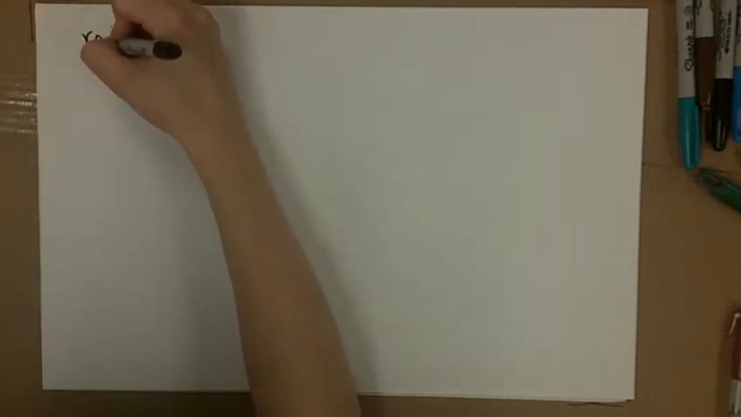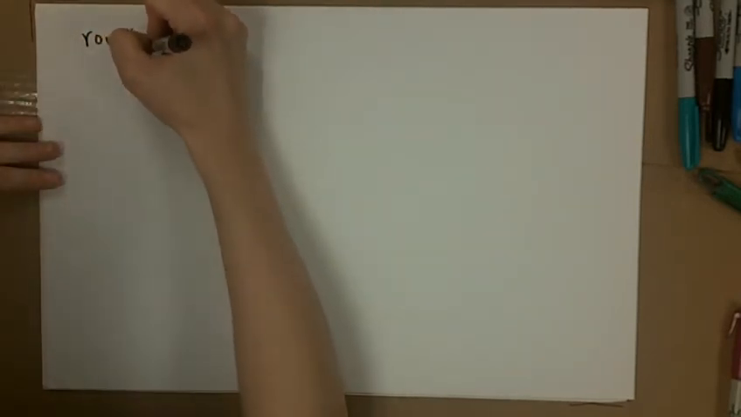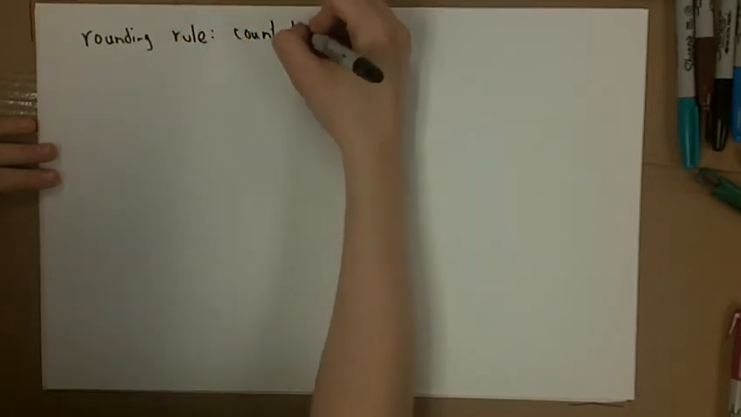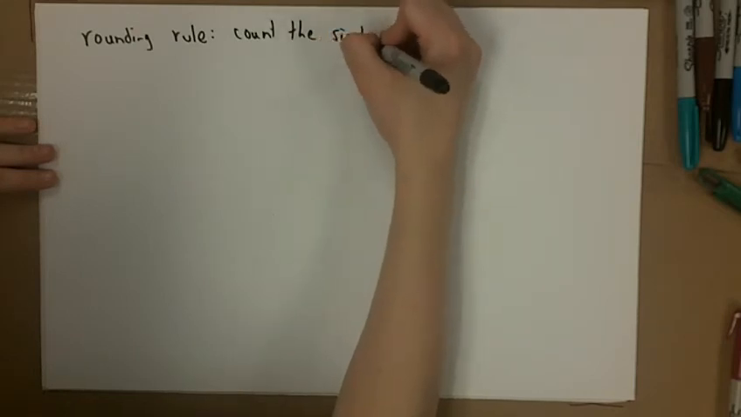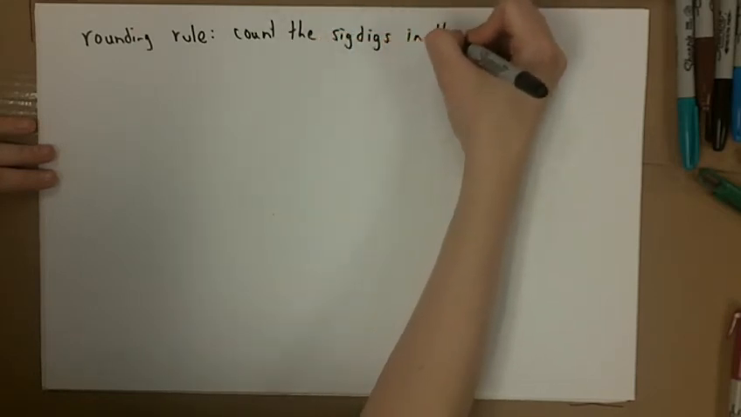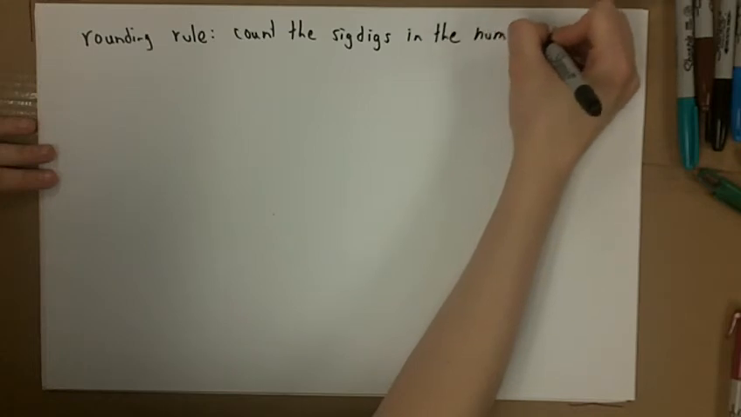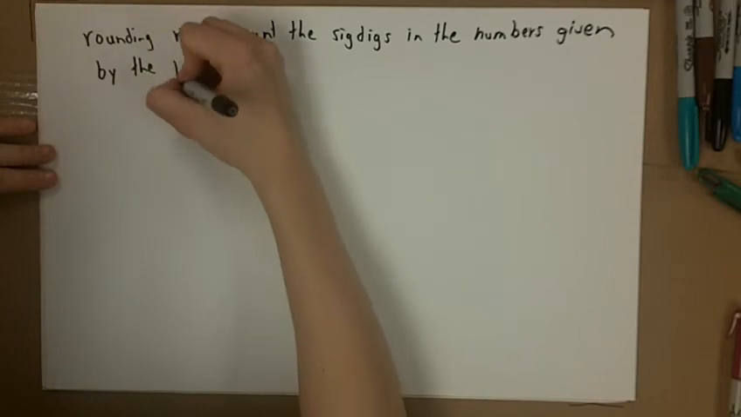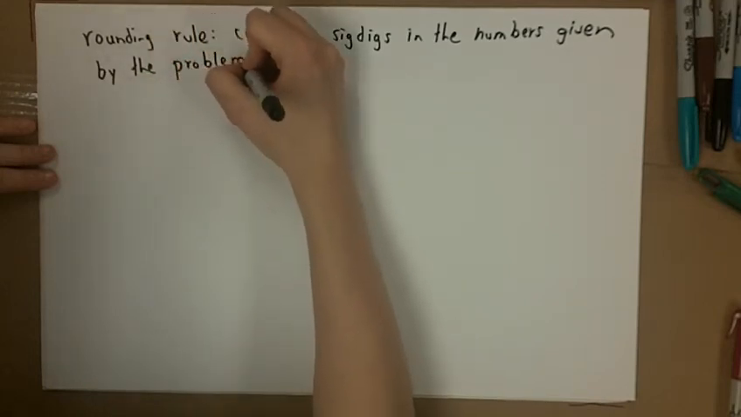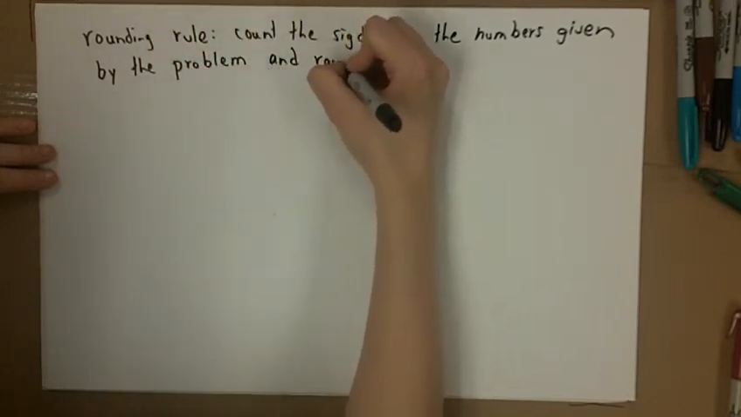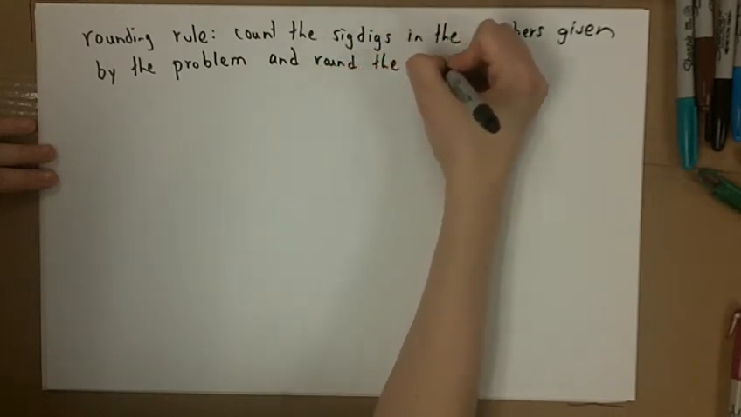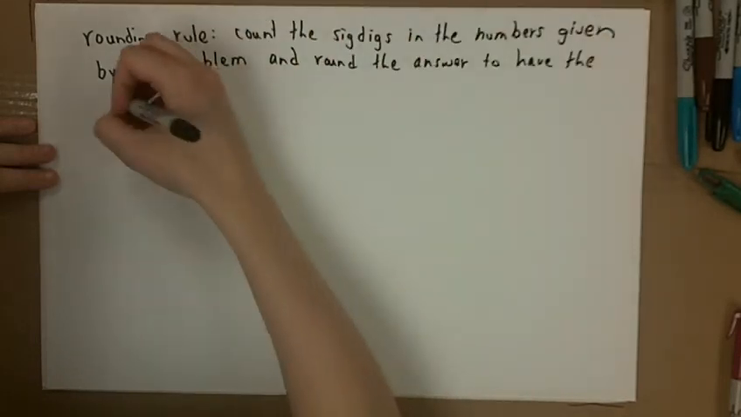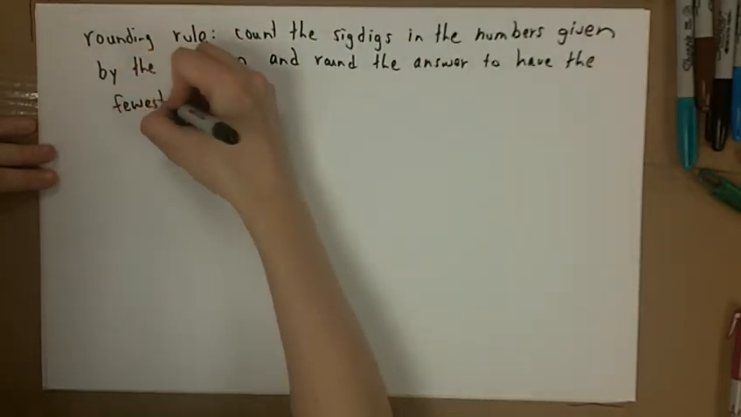The rounding rule for significant digits goes like this. You count the sigdigs in the numbers given by the problem and round the answer to have the fewest amount.